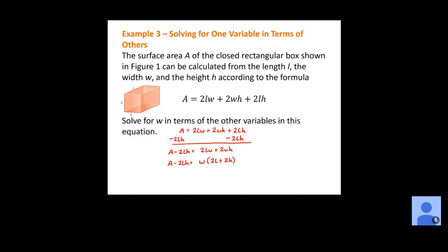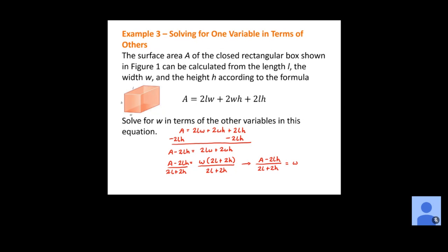Now, since we want to get W by itself, I need to get rid of everything that's in those parentheses, the 2L plus 2H. Well, I'm multiplying W times that. Inverse operation of multiplication is division. So I'm actually going to divide both sides by 2L plus 2H. And so when we do that now, that entire factor cancels out, the 2L plus 2H. And so this is going to give us A minus 2LH over 2L plus 2H is equal to W.